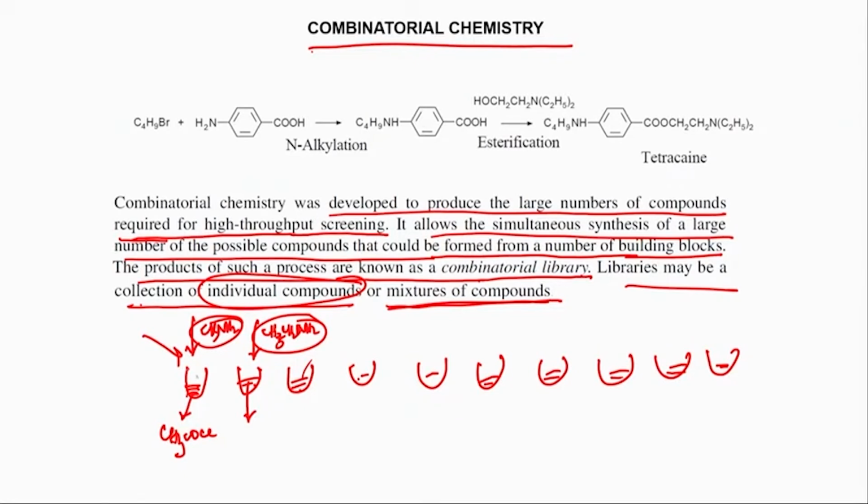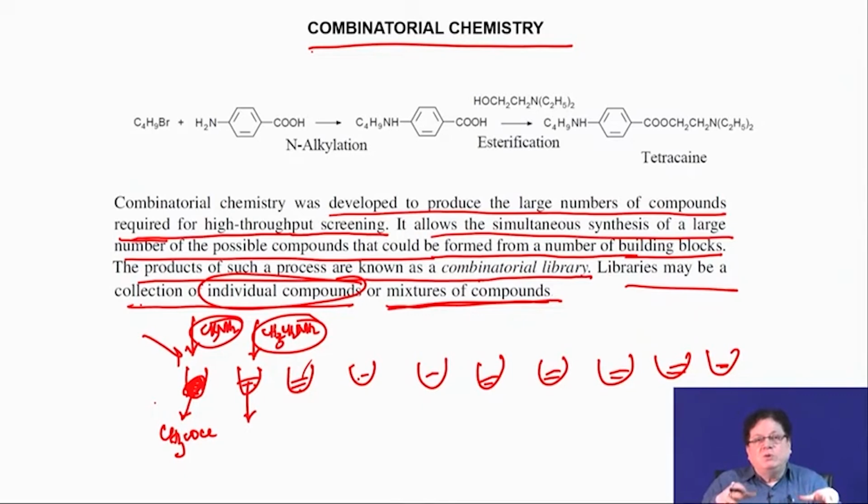Now, the chances of getting more success are higher if you have more molecules in a particular test tube. In the earlier case I said 10 molecules in 10 test tubes, but there are techniques by which you can put 10 molecules in a particular test tube, so that you have 10 into 10, that means 100 molecules in these 10 test tubes, and then you test through high throughput screening.